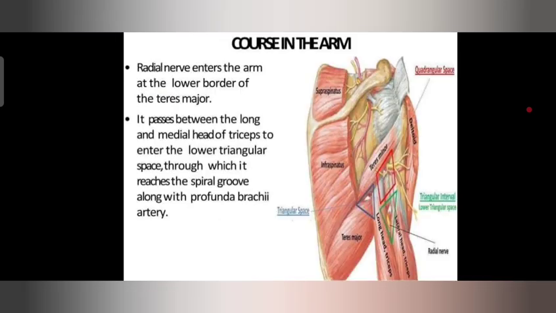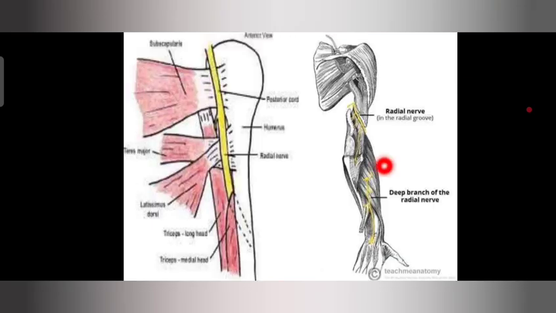Next is the course in the arm. So the radial nerve enters the arm at the lower border of the teres major and it passes between the long and medial head of the triceps to enter the lower triangular space, through which it reaches the spiral groove along with the profunda brachii artery. So this figure also represents the course of the radial nerve.